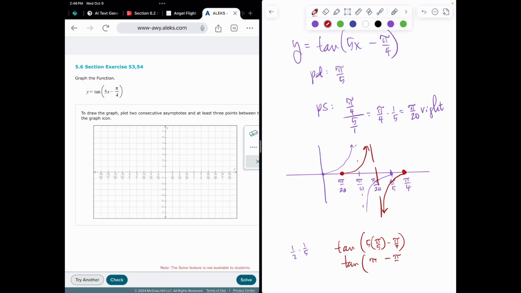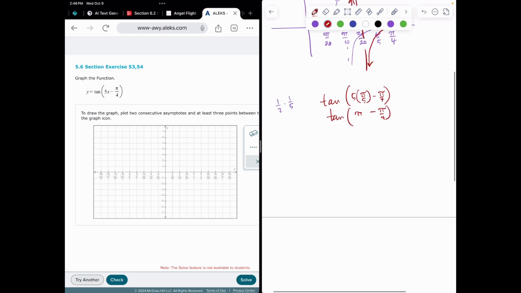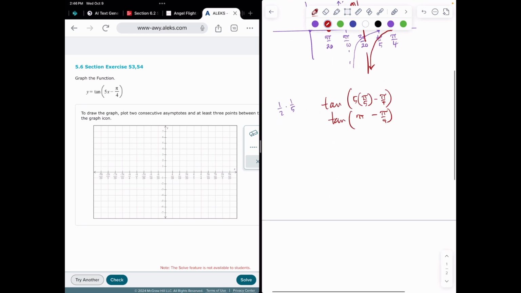minus pi over 4. Now you do have to know how to add and subtract fractions in Math 111. So my brain says I'm going to make this into a 4/4 because 4/4 is equal to 1. So 4/4 minus 1/4 is equal to 3/4. So tangent of 3 pi over 4 is what we're looking for.